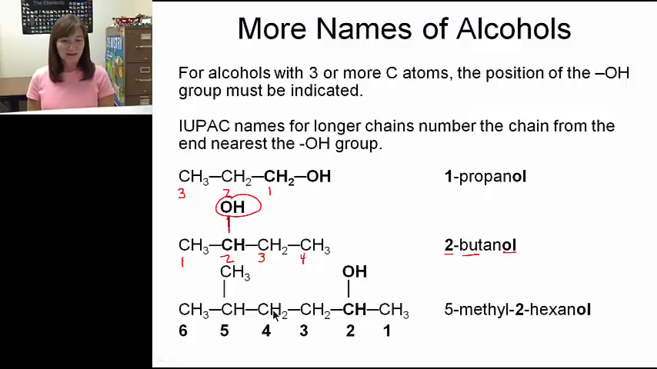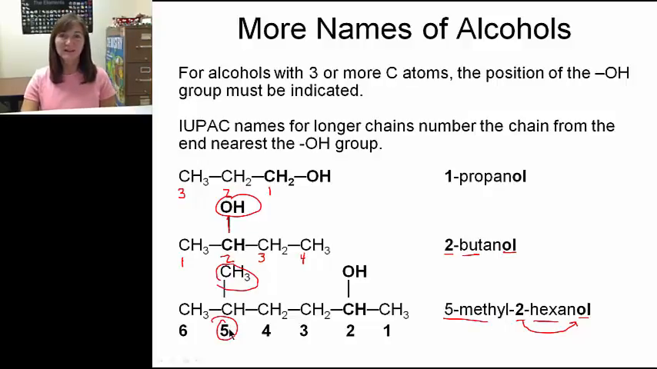And this one right here, if you see an OH group, you're going to number from the side nearest the OH group, not from your nearest branch. So we would number from right to left on this one. And once again, you're going to end it with -ol because it has an OH group. Hex because it's got 6 carbons in your longest chain. 2 because the hydroxyl group is on carbon 2. And 5-methyl tells me that there is a methyl branch on carbon 5.